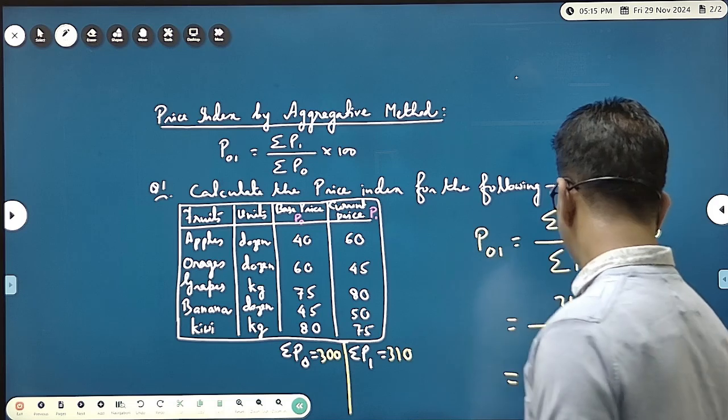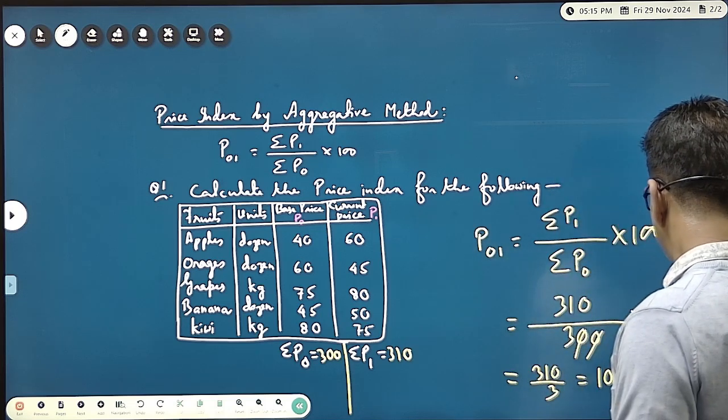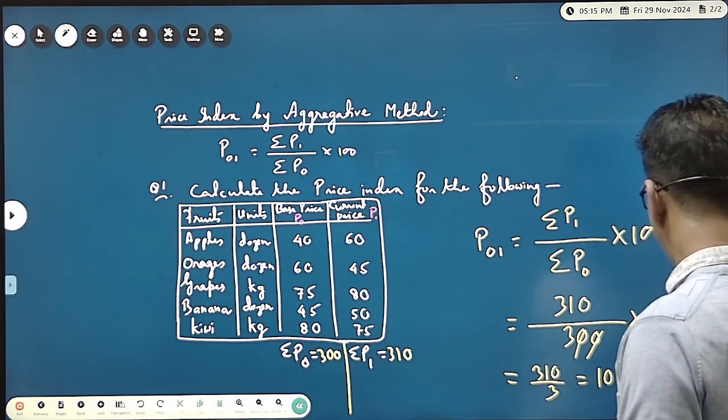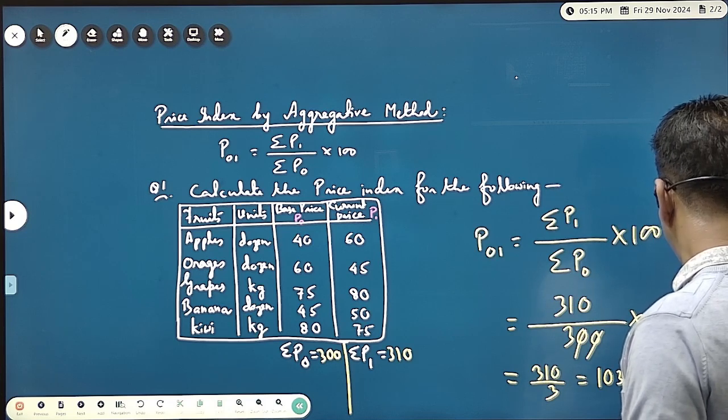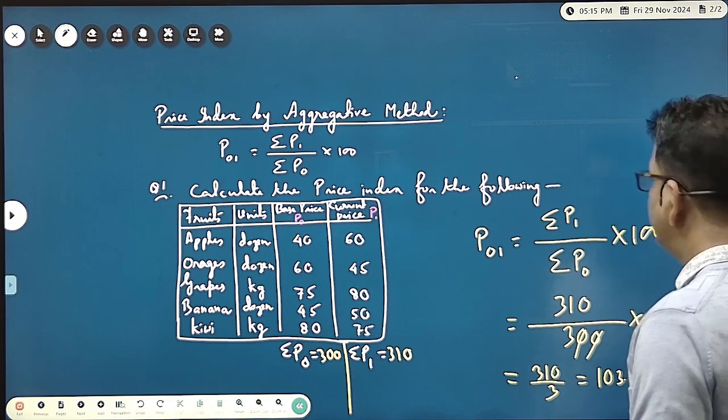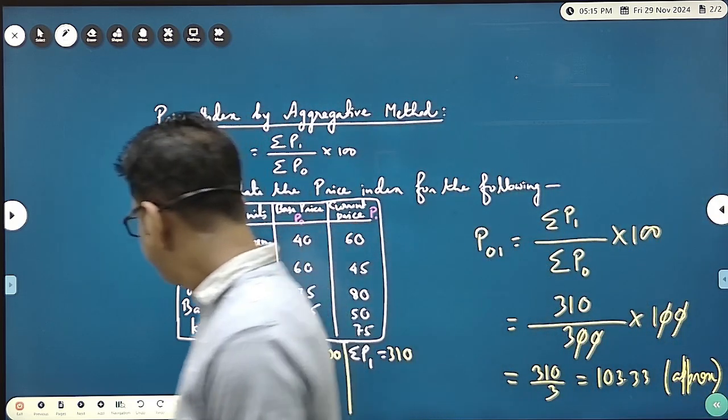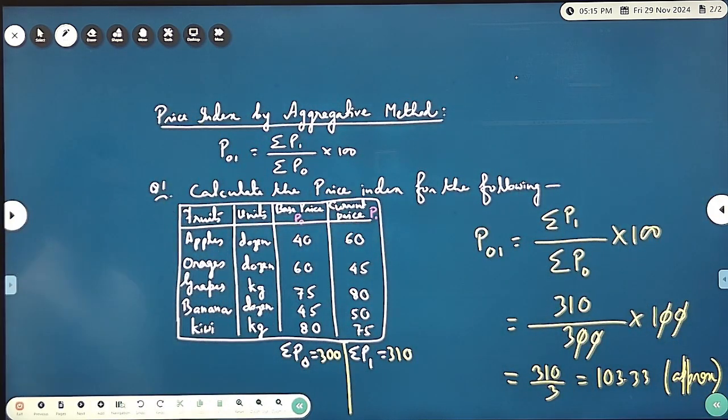So it will be 103 point, correct me if it is wrong. It goes like 33 and so on. So we can write here 103.33 approx. So this is how the price index can be obtained by using the aggregate. It's the same thing actually, just the base prices.